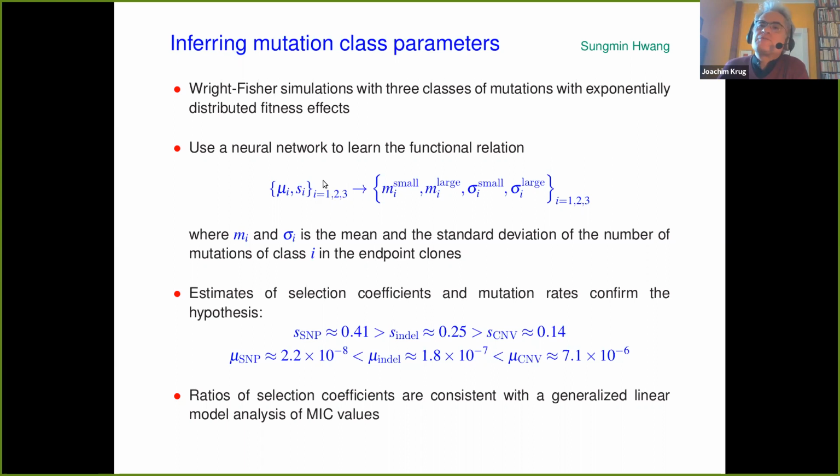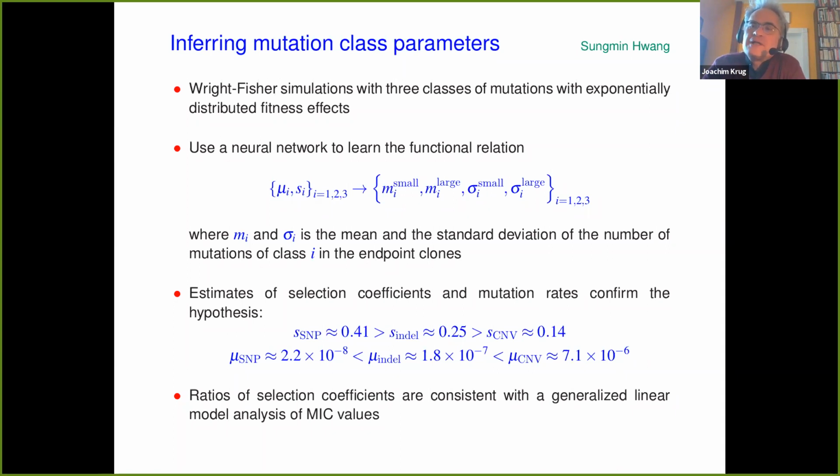So the problem is in some sense to learn the functional relation that would give you the observed numbers, or rather their mean and variances at the endpoint, as a function of these parameters. And if you do that, you find a clear hierarchy. The selection coefficients for the SNPs are larger than those of the indels and larger than those of the CNVs. And also on the level of the mutation rates, we see that the SNP mutation rates differ from the CNV mutation rates by a factor of several hundred.